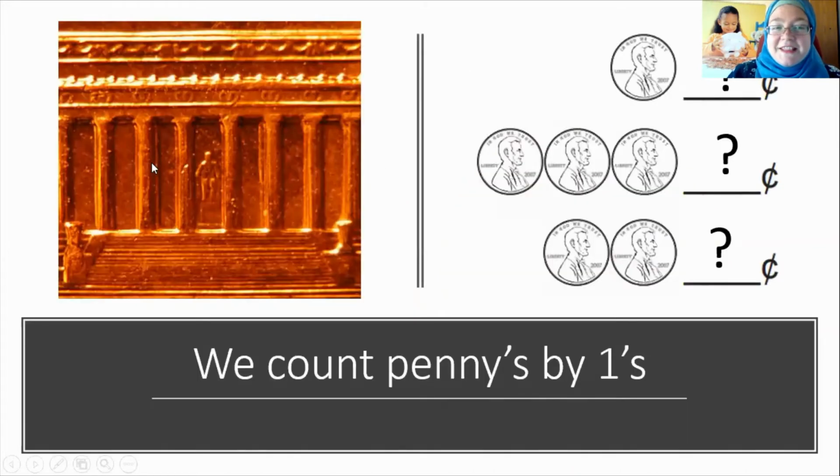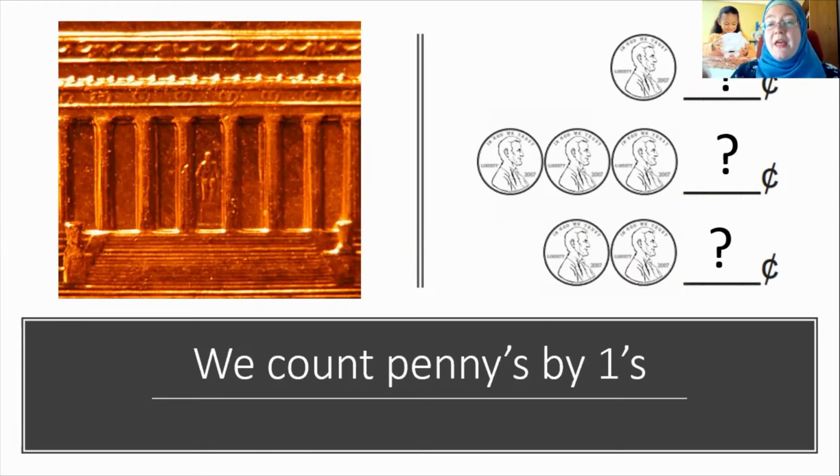Now, there's that little blow up of the back of the penny. If he's in his memorial, look, it's a statue. Can you see it? Take a look at yours. I can see it. Oops, wrong penny. Take a look and see if you find it.